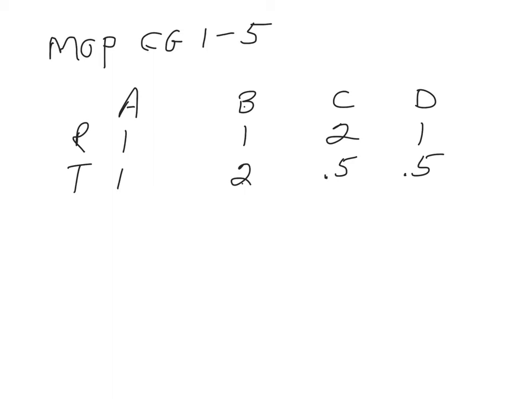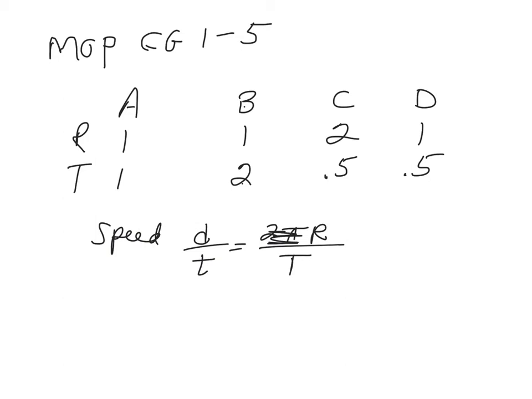So the speed is distance over time. The distance it travels is 2 pi r, the circumference, divided by the time it takes to go a complete circle. So all of these are going to have 2 pi r, so we can ignore the 2 pi because it's in all of them. And so we simply need to divide the radius by the time.